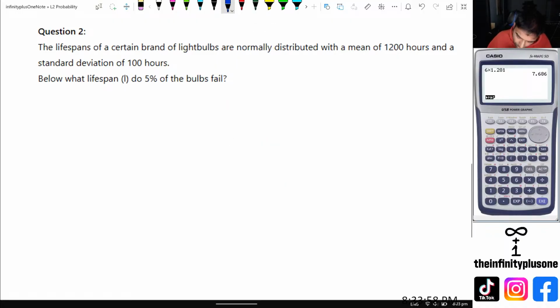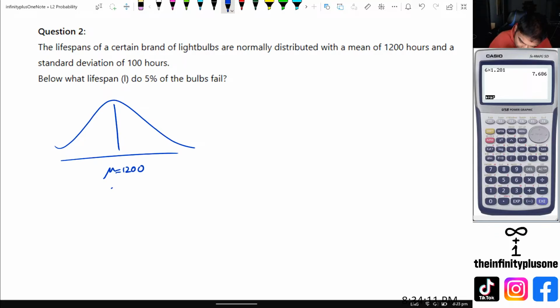All right, question 2. What we've got is normally distributed with a mean of 1,200. So we've got mean of 1,200. Standard deviation is going to be 100. And then what we've got is below what lifespan do 5% of the bulbs fail? It's because it's asking for bulbs failing.